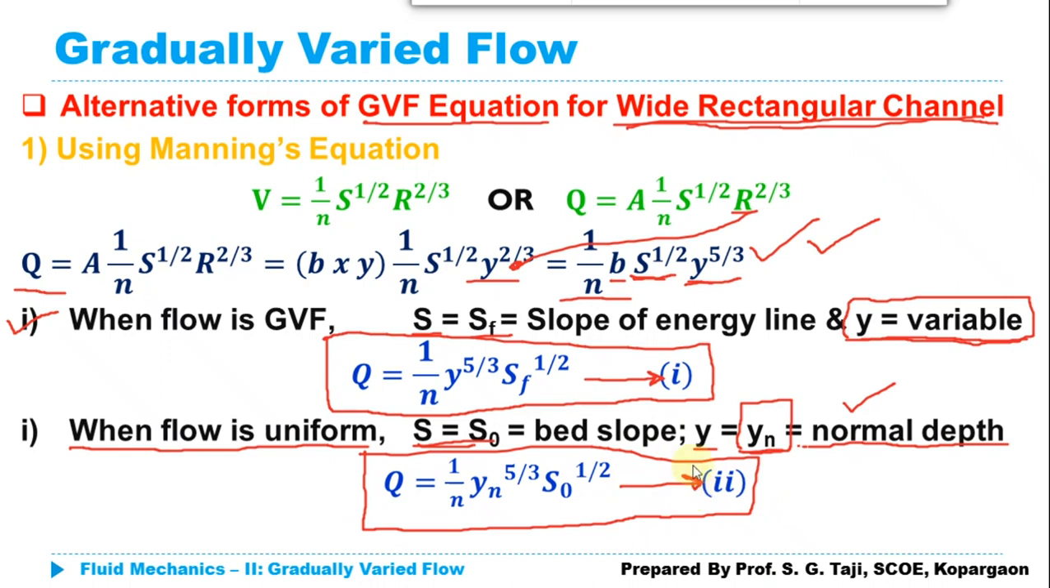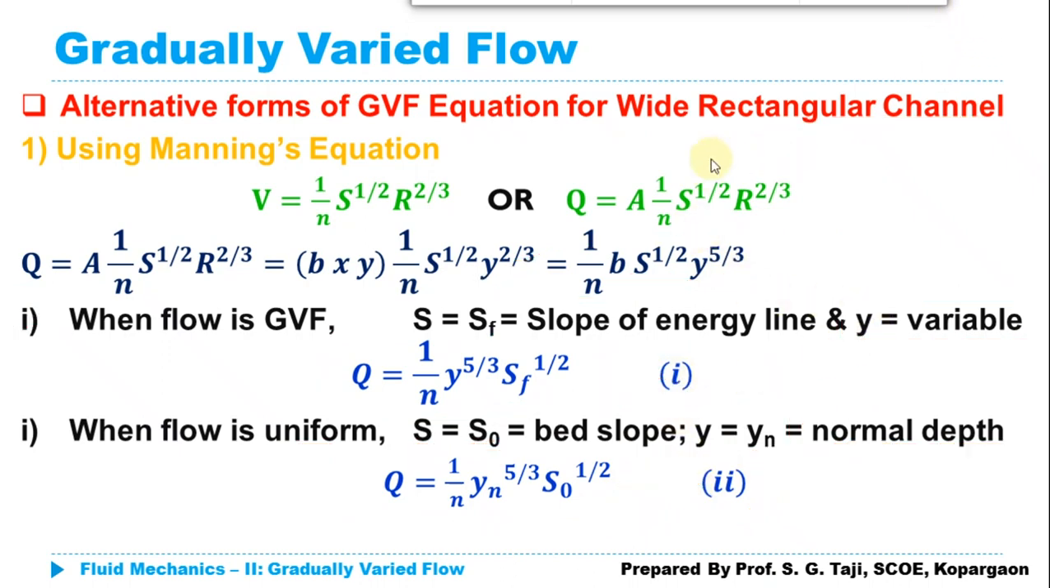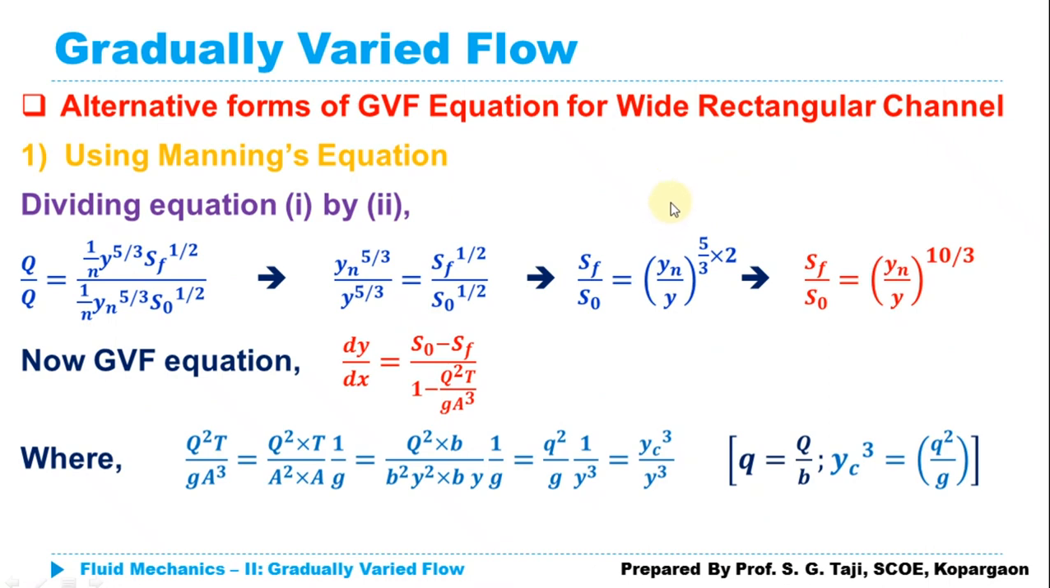Now I am going to divide equation 1 by equation 2. By dividing, Q upon Q becomes 1, and this 1 upon n gets cancelled. We get y upon yn raised to 5 by 3 and S_f raised to 1 by 2 divided by S0 raised to 1 by 2. Now I can write this equation by sending yn to this side and y to that side. So the equation we get is S_f raised to 1 by 2 divided by S0 raised to 1 by 2 is equal to yn raised to 5 by 3 divided by y raised to 5 by 3.